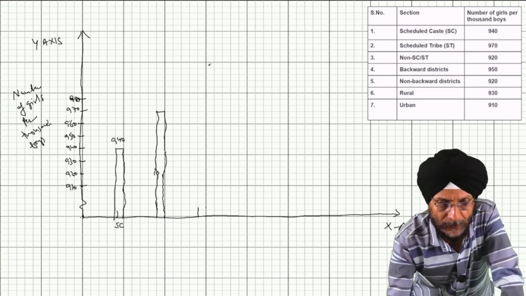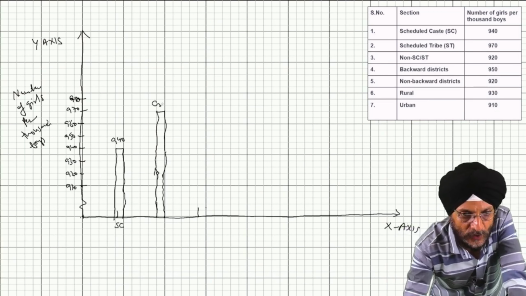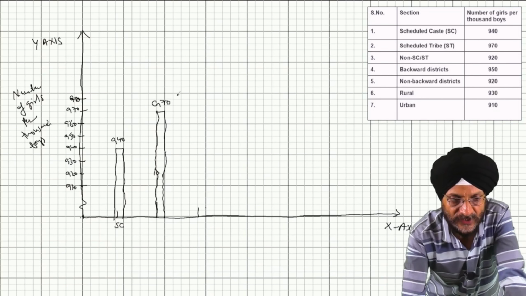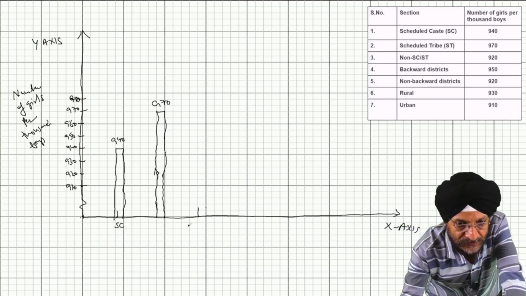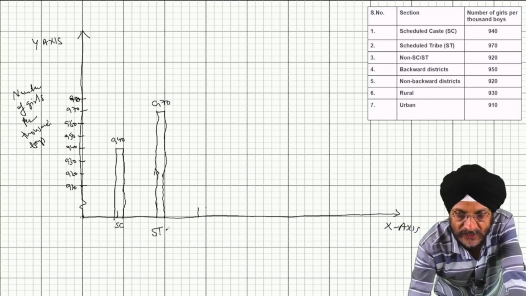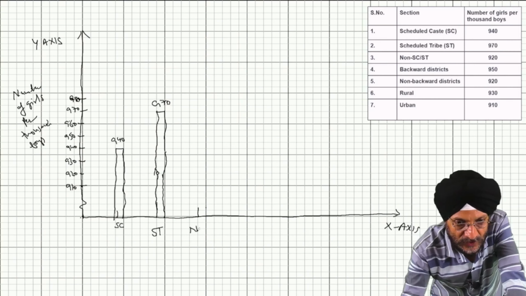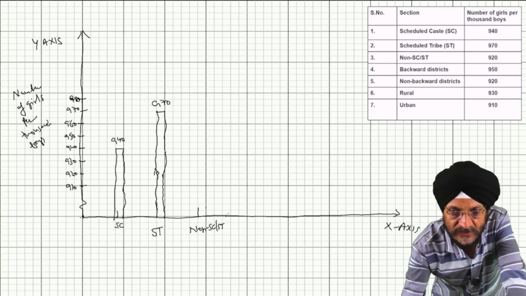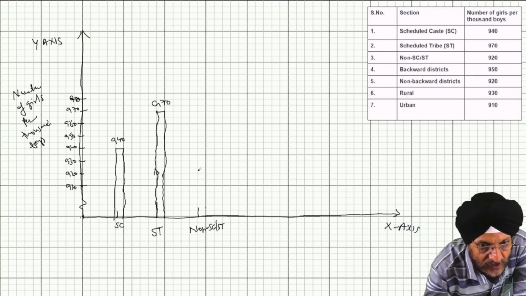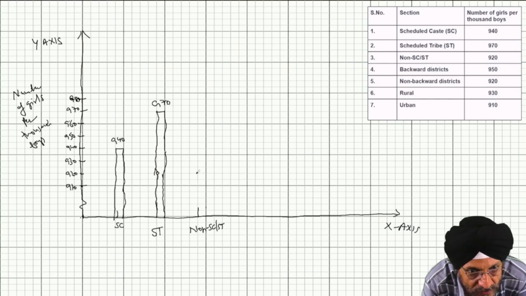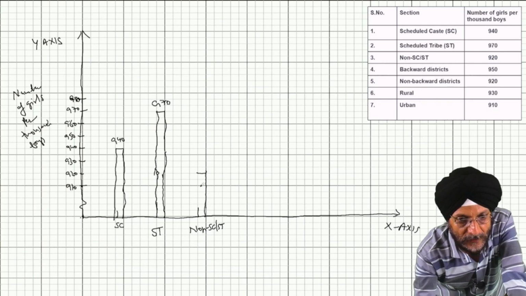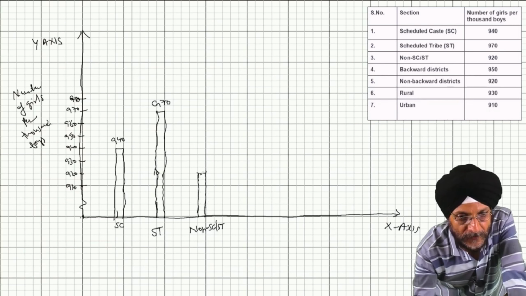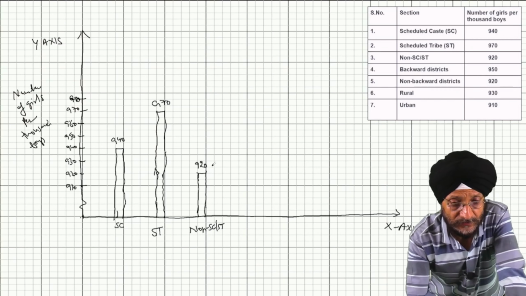In the exam you have to draw proper straight lines, because you can rotate the examination answer sheet, but here we cannot. Non SC/ST, here you have to mention this information was in respect of ST. Now this is non SC/ST. This information is 920. 920 is this.